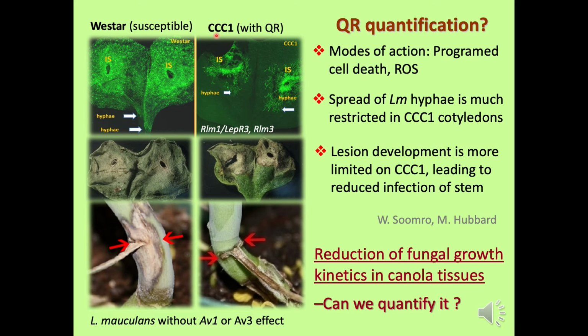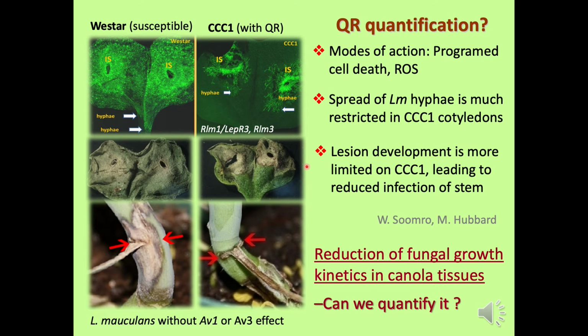For example, with the CCC1 program, the cell death seems to be fairly important, which is not a strong one in terms of defense and can't stop the infection completely. But it does help to reduce the spread of fungal hyphae from the infection site and also reduce the expansion of the lesion on the cotyledon. So it seems that the growth of the pathogen was quite restricted with this quantitative resistance.